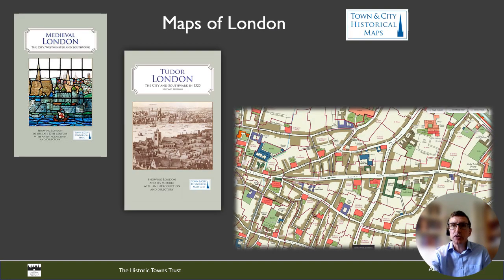The Historic Towns Trust researches and publishes atlases for some of the UK's major historic towns. And in recent years, we've also published folding sheet maps of some of these towns and cities. And for London, we actually have two maps, both of which have proved to be very popular. One of them covers the city of London as it was in the medieval period around 1300. The other focuses on the Tudor period, showing London as it was in about 1520.